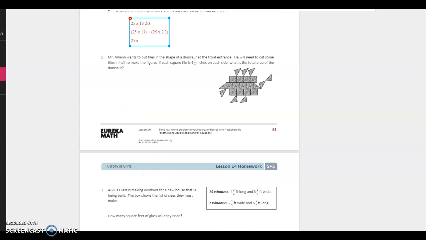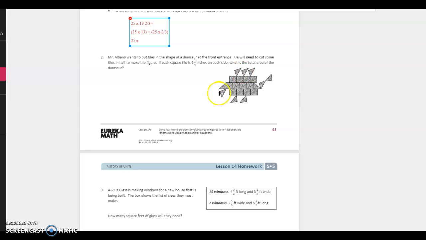Okay, moving on to number 2. This problem says Mr. Albano wants to put tiles in the shape of a dinosaur at the front entrance. He will need to cut some tiles in half to make the figure. If each square tile is 4 1/4 inches on each side, what is the total area of the dinosaur?